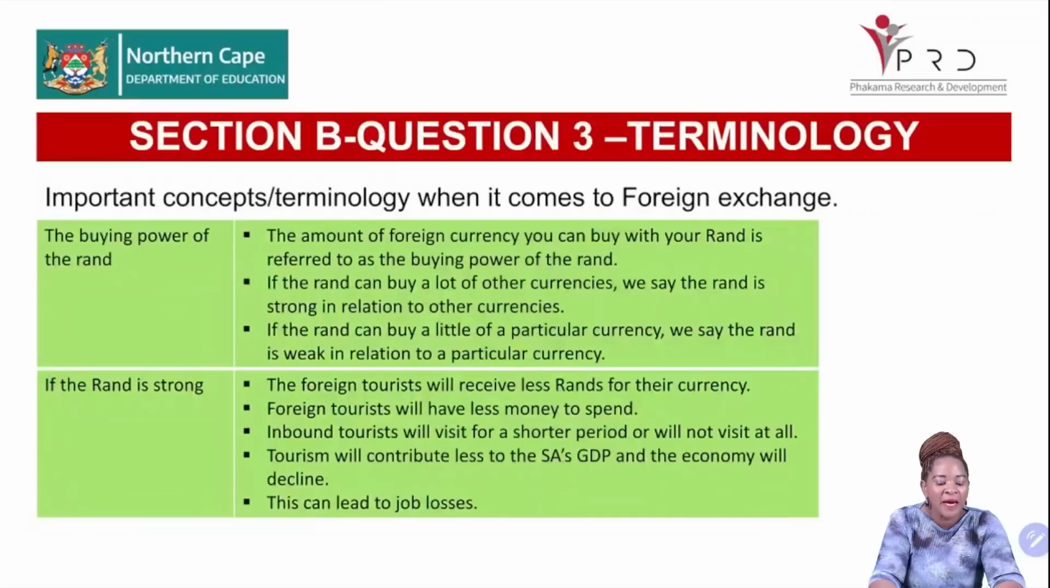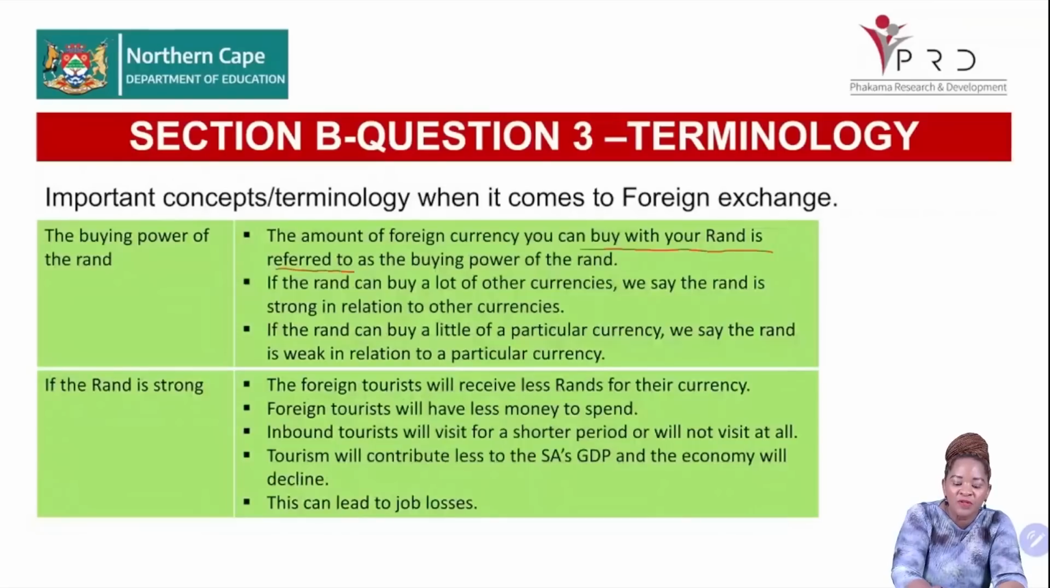And then you have the buying power of the rand, whereby you are saying the buying power of the rand is the amount of foreign currency you can buy with your rand. So if maybe a South African tourist is visiting another country and exchanges the South African rand, how much money are you going to get? Obviously, if that currency is stronger than a rand, you are going to get less rands.